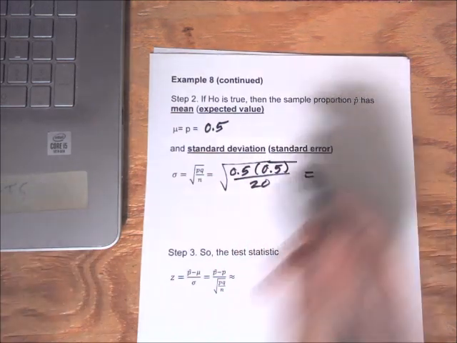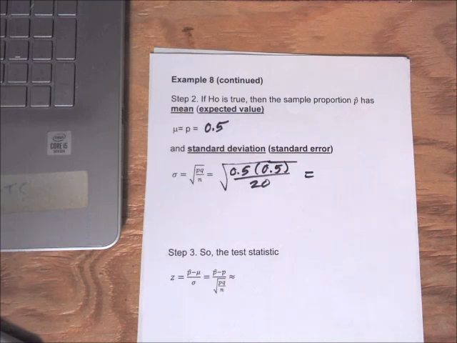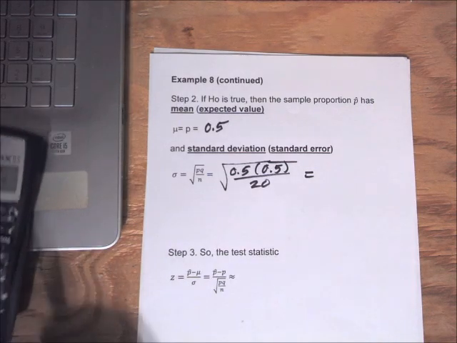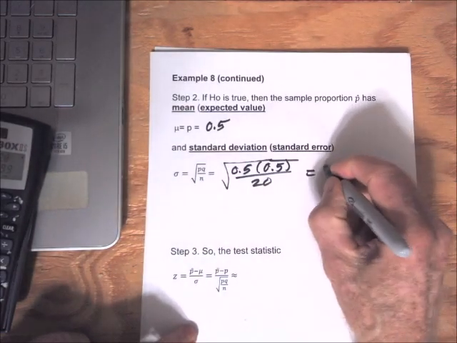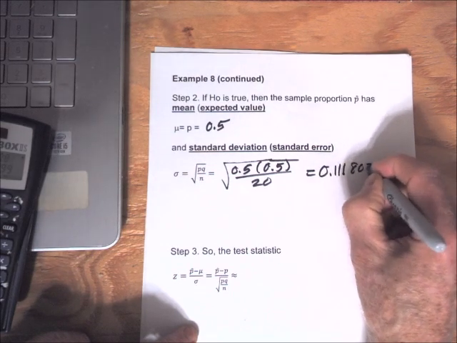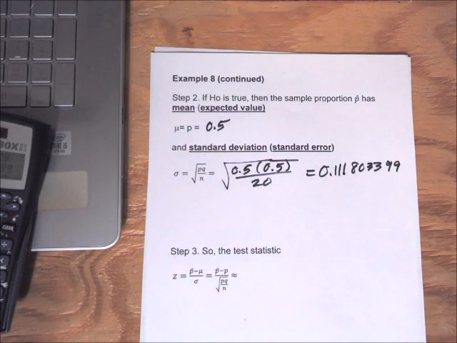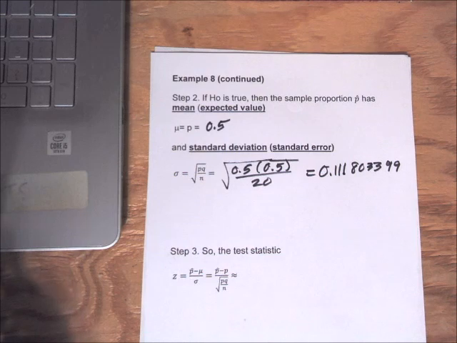We can put this in the calculator all in one step. Second square root of 0.5 times 0.5 divided by 20, and then push equals at the end, and I get 0.111803399. Okay, so I want to store that in memory, so I don't have to retype it on the next step.